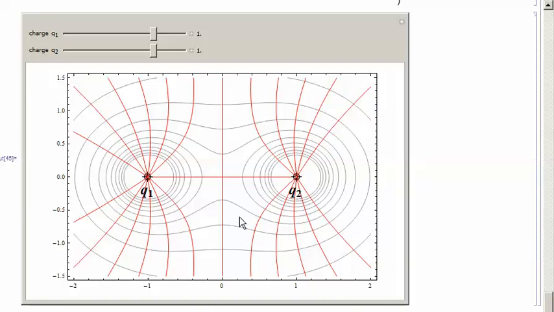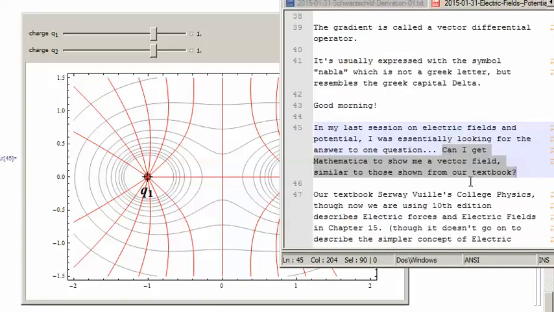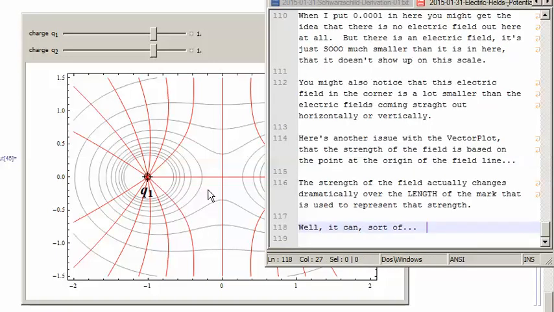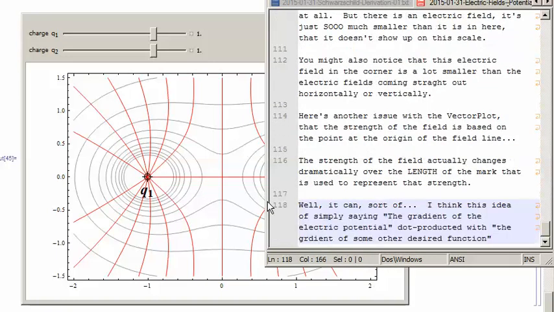But it does effectively express the direction of the field lines. So coming back to the beginning of this video, I asked, can I get Mathematica to show me a vector field similar to those shown from our textbook? Well, it looks like it can, sort of. What we've essentially done is say the gradient of the electric potential dot producted with the gradient of some other desired function is 0.